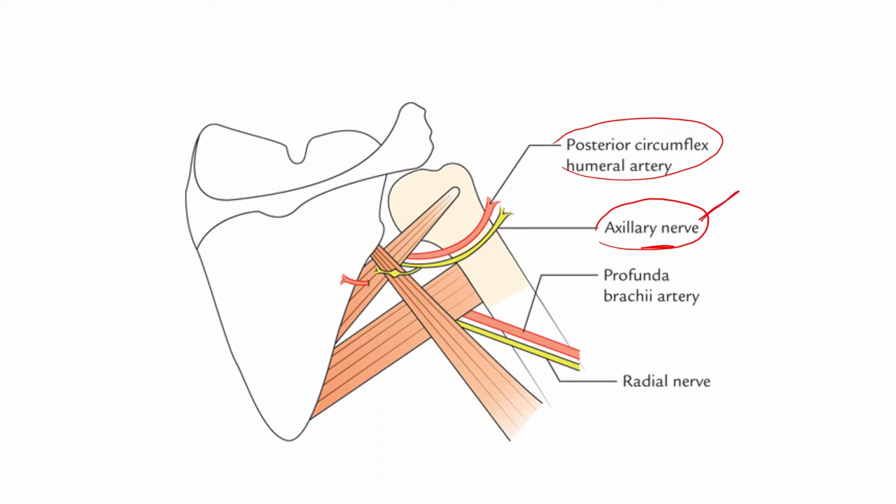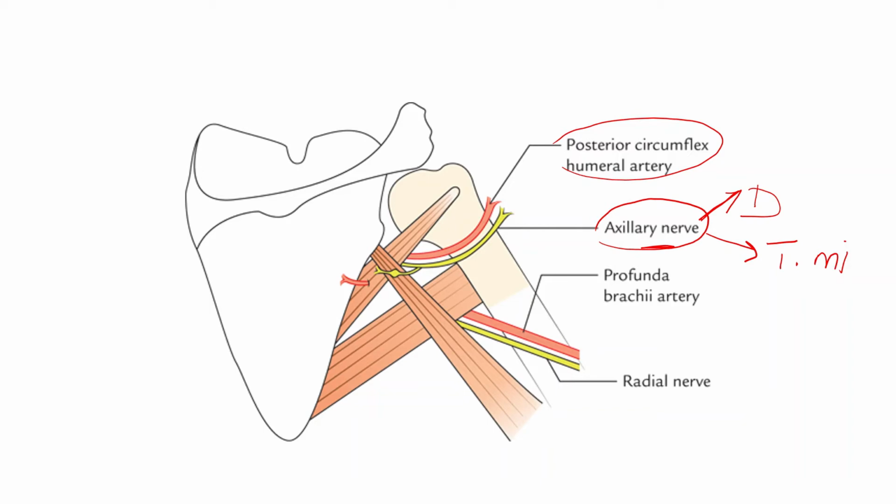This axillary nerve, as we have already discussed, supplies two muscles, that is the deltoid and the teres minor muscle. Once this axillary nerve enters the quadrangular space, it is seen winding around the surgical neck of the humerus to supply the adjacent area.